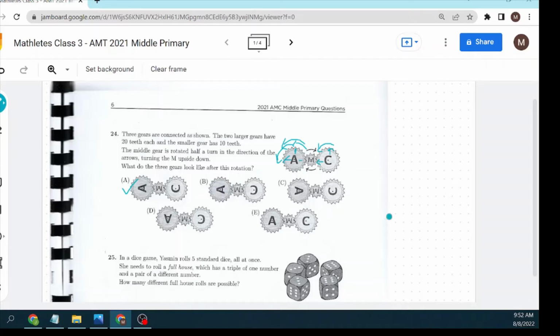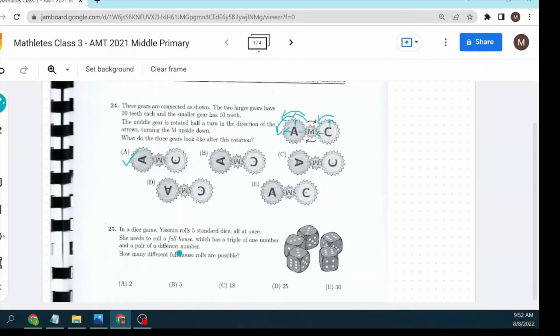Okay. So the next question we have is, in a dice game, Yasmin rolls 5 standard dice all at once. She needs to roll a full house, which has a triple of one number and a pair of a different number. How many different full house rolls are possible? So there are 5 standard dice all at once. She needs to roll a full house. So what does full house mean here? That there would be a triple of one number, so you can see that there are 3 dice with the same number.